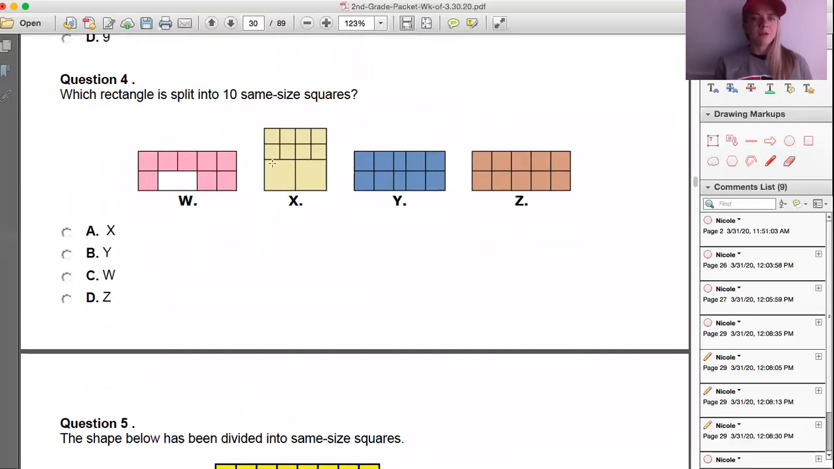Number 4, which rectangle is split into 10 same-size squares? Well, we can cross off W because we know that's not the same size. We can cross off X because that's not the same size. We can cross off Y because that's not the same size. The only one that would make sense is Z.